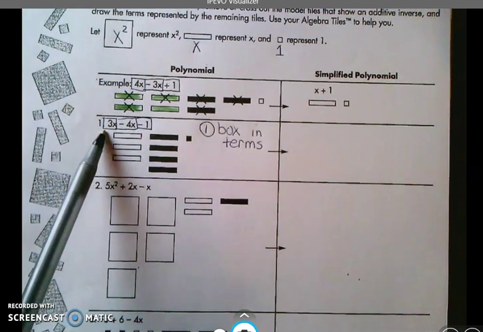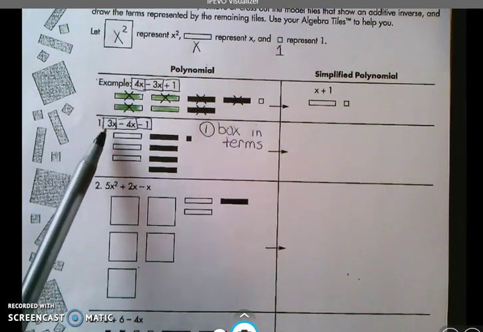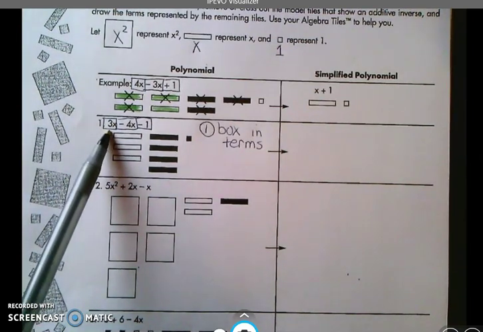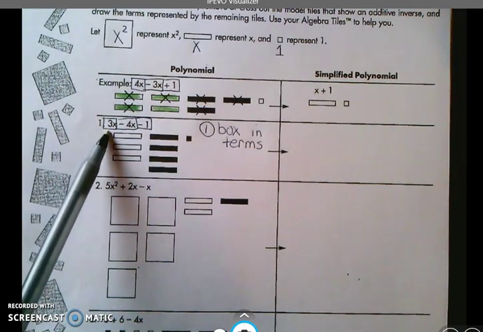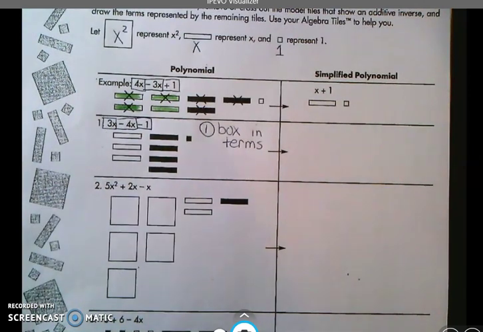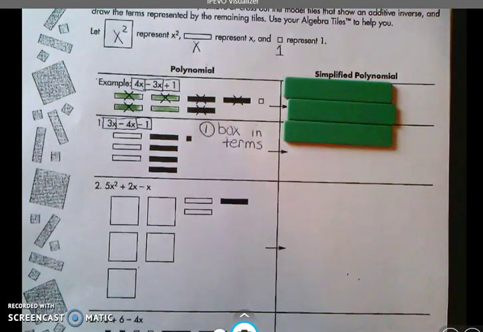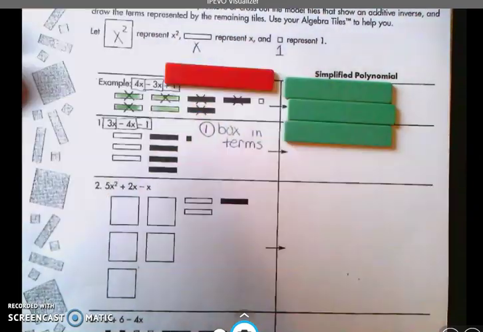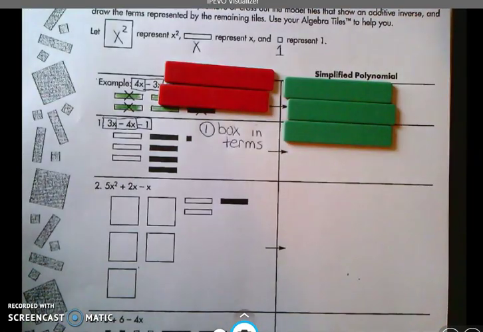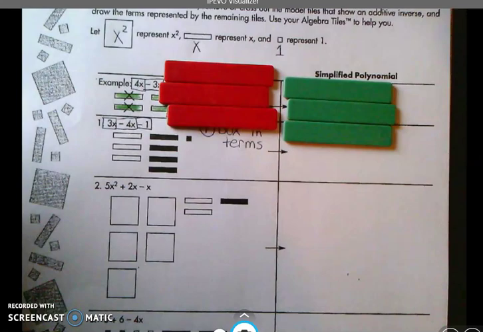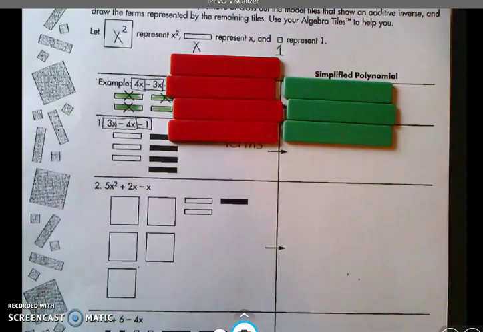Okay, so what shape am I going to use to build 3x? Big square, rectangle, or tiny square? If you said rectangle, good job. And what color? Green, because it's positive. So I'm going to do 3 green rectangles. And for negative 4x, what am I going to use? Good, 4 red rectangles. And for negative 1, what am I going to use? Good, a little red square.